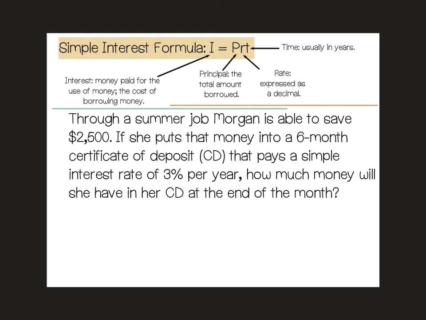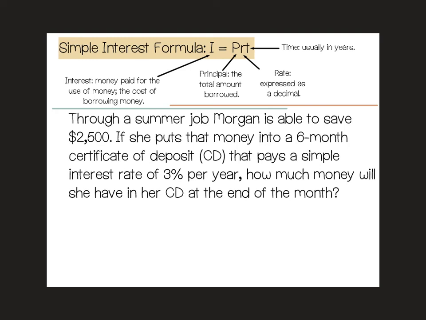So these are the two examples we did not get to in class yesterday. The first thing you need to know is the simple interest formula. I stands for interest, and it's money paid for the use of money. So it's the cost of borrowing money.